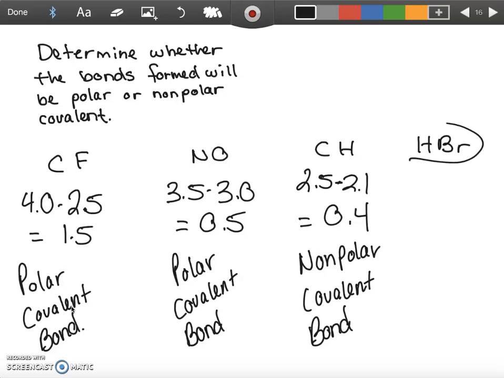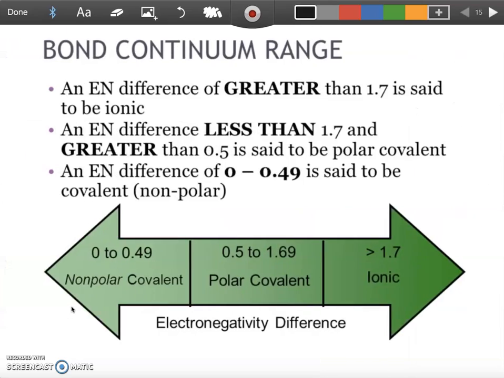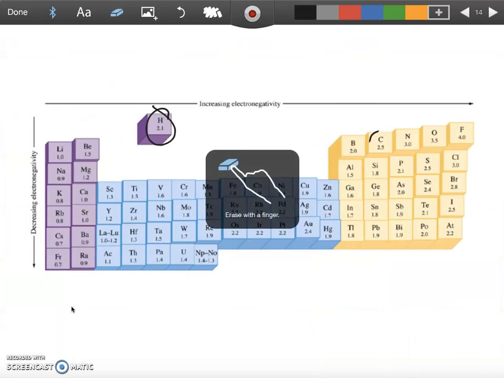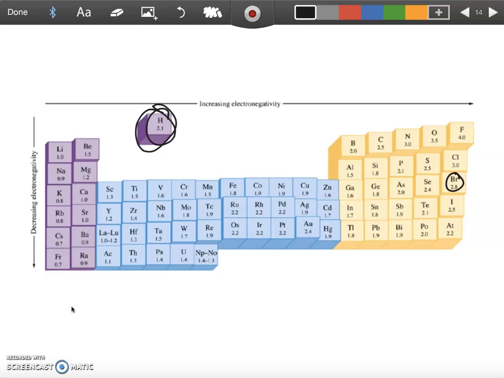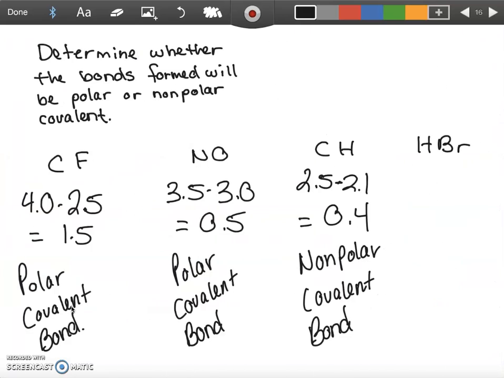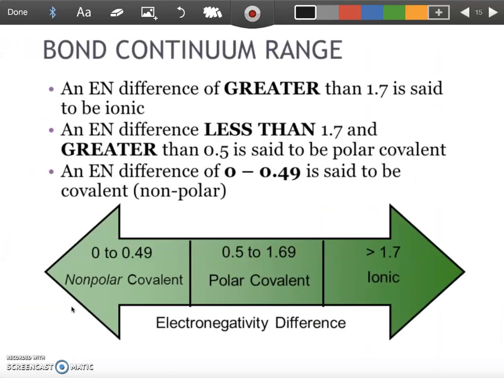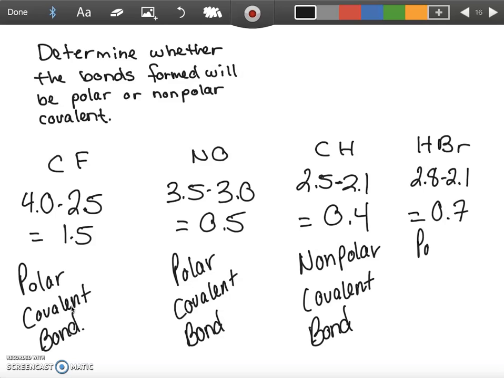And now let's look at hydrogen and bromine. Hydrogen is right over here again, and then bromine is right here. 2.8 minus 2.1. It's going to be 0.7 on the Pauling scale. And so we are in the range of polar covalent for this one. And that's pretty much all there is to it.